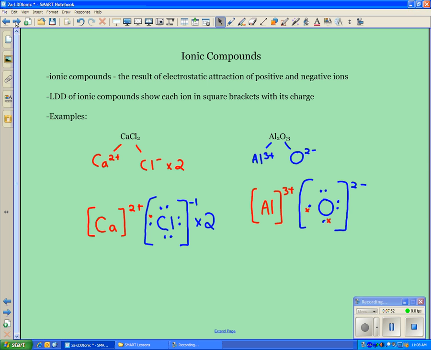So we have 2 aluminum ions that each gave away 3 electrons, and 3 oxygen ions that has each gained 2 more electrons. So a total of 6 electrons that were lost by the aluminum were picked up by the oxygens.